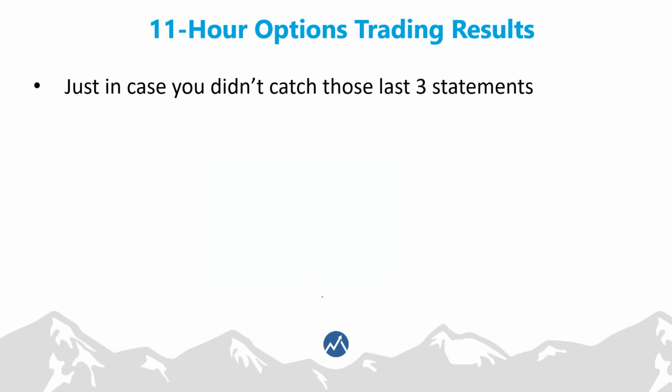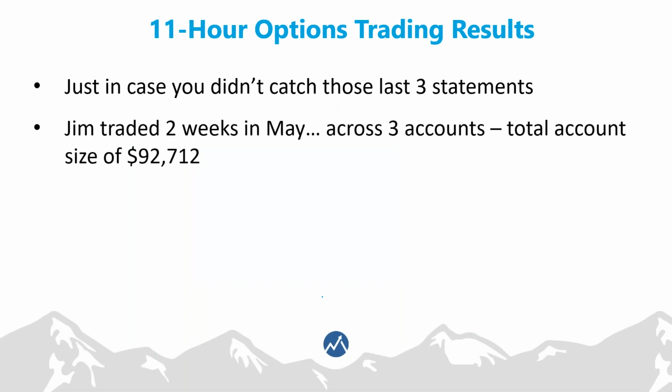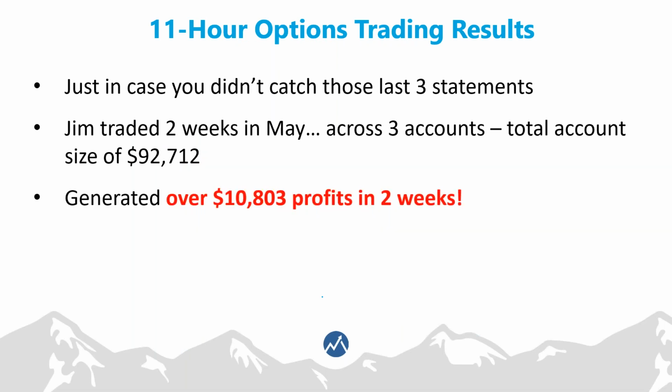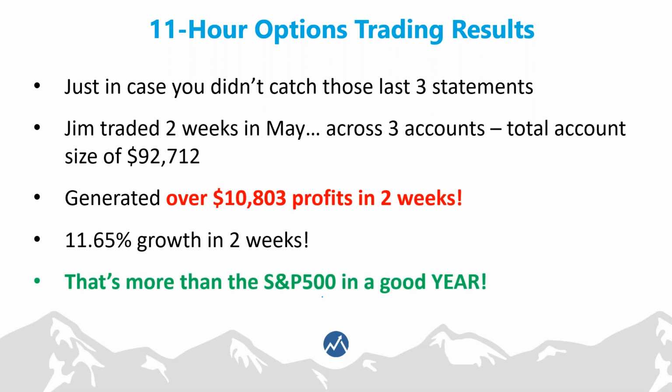So in case you didn't catch exactly what happened in those last three statements, Jim traded 2 weeks on accounts that totaled $92,712. He generated $10,803 in 2 weeks, which resulted in an 11.65% growth in 2 weeks. That's more than the S&P 500 does in a good year. Now remember that thing I showed you from Vanguard, they're saying you're going to make 5% per year in the S&P 500 for the next 10 years. Jim basically doubled that number in 2 weeks.